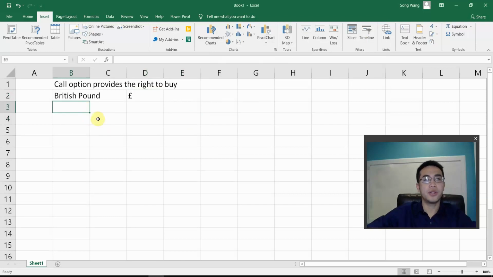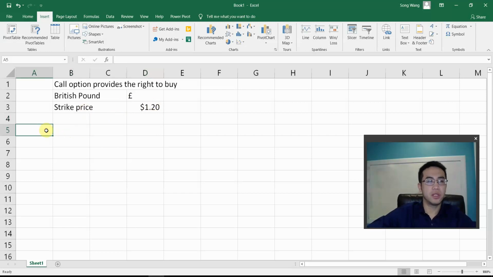Let's say the strike price, we use X. X stands for exercise, or just say strike price or strike rate. In this option contract, the buyer of the option can buy 1 British pound at $1.2. $1.2 per pound. And then they are facing several conditions, some possible situations. Let me just give you an example.